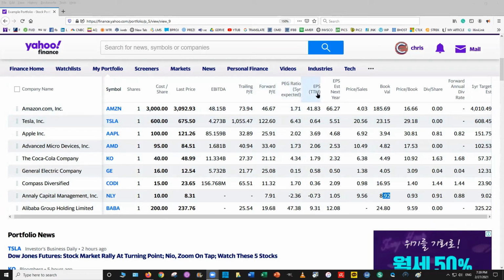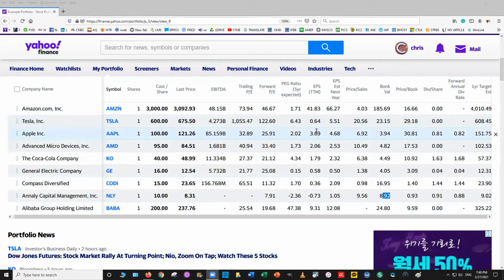Earnings per share basically is pretty simple. For every share, how much earnings do they have? Earnings per share, not how expensive. So it doesn't matter if it's a $600 stock or a $95 stock. This doesn't matter. This is just talking about the earnings per share. Now, Amazon makes $41 for every share. Their earnings for one share is $41. Pretty good. Look at Tesla again. It's only 64 cents. Wow.